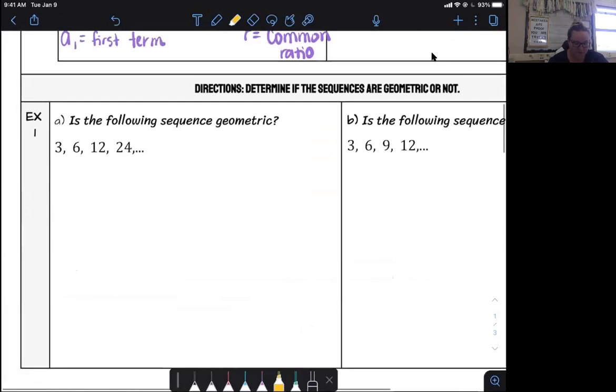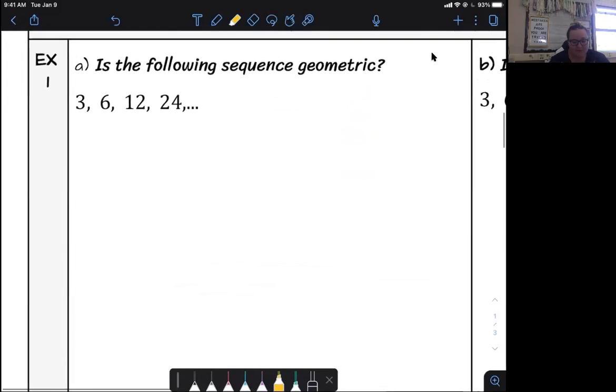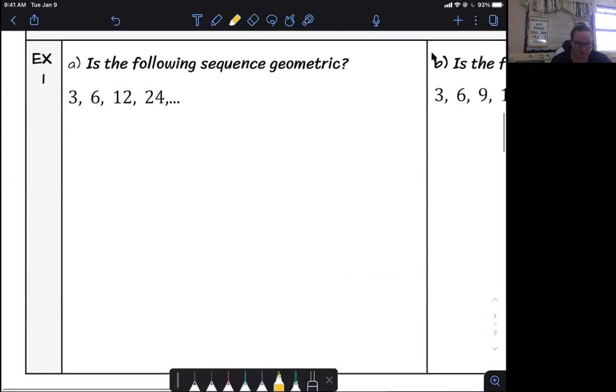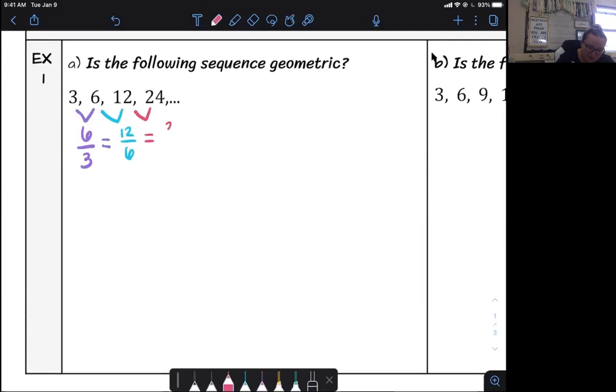All right, so example 1, is the following sequence geometric? So the way we tell if it's geometric is you take the next term and divide it by the previous term. So we're going to take 6 and divide it by 3. And we're going to see if that's equal to 12 divided by 6, 12 divided by its previous term. And then you're going to see if that's equal to 24 divided by its previous term.